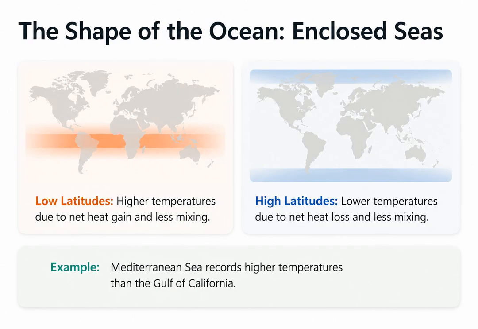The shape of the ocean, particularly whether a sea is enclosed, drastically affects its temperature. In low latitudes near the equator, enclosed seas record relatively higher temperatures than open oceans because they gain a lot of heat but don't mix with cooler open ocean currents. Conversely, enclosed seas in high latitudes have lower temperatures than open seas because they experience a net heat loss and, again, lack the warming influence of open ocean mixing.